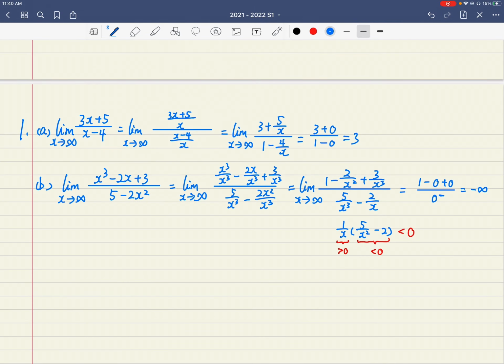Do you have any questions for this part? Yeah, you can also do that. Just do the long division. Yes, you can also do the long division first, and then it will be like a constant plus a fraction. Then you can just do it. Okay, so that's part B.